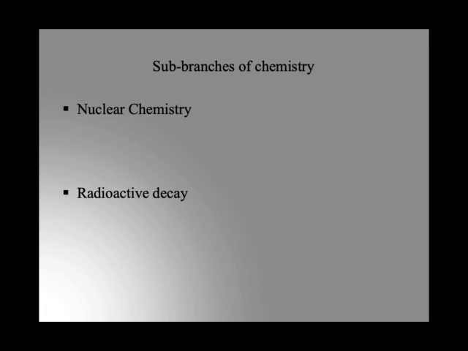Sub-branches of chemistry include nuclear chemistry, which is the study of radioactive elements and their nuclear properties and nuclear processes which occur in those elements. Radioactive decay is a process by which an unstable atomic nucleus loses energy by emitting ionizing particles or radiations.